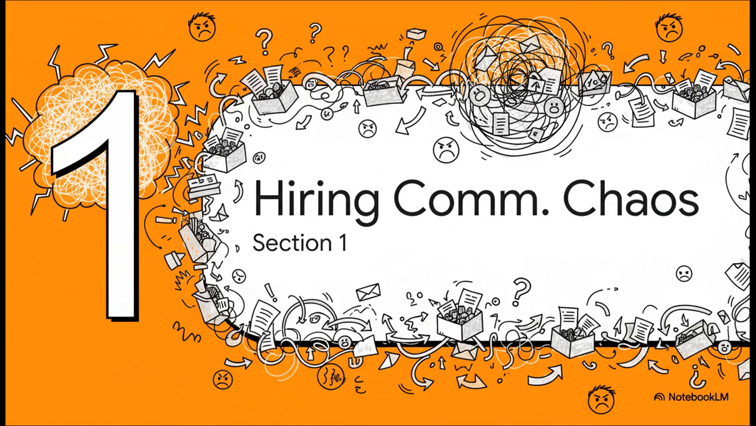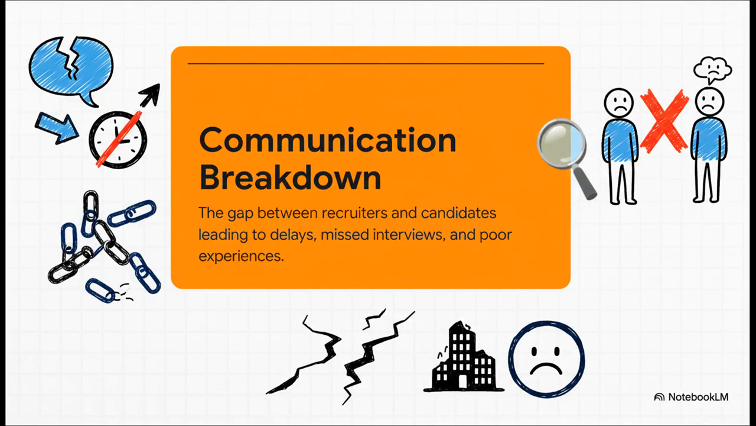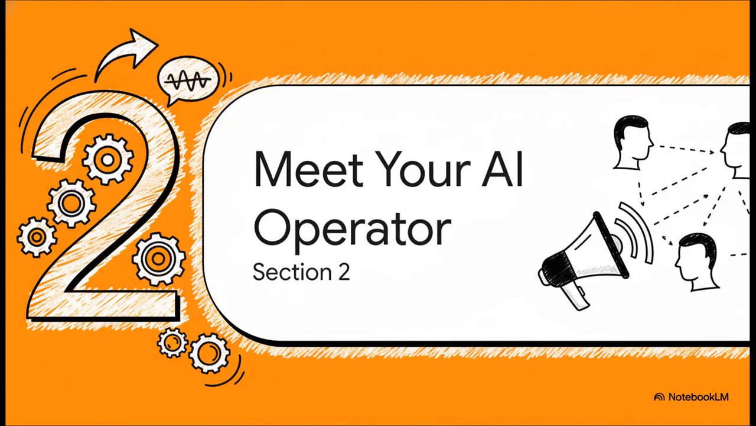Let's really break down what this mess looks like for recruiters on a day-to-day basis. At its heart, the problem is a fundamental communication breakdown. And look, it's not just about one missed email. It's this systemic gap that causes these frustrating delays and leads directly to costly missed interviews. And worst of all, it creates a poor candidate experience, which can seriously damage your company's reputation. So what if you could just permanently close that communication gap? Let's meet the AI operator that's designed to do exactly that.